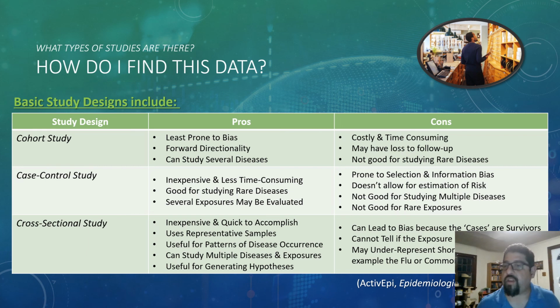With the cross-sectional study, there's going to be bias because you're looking at the survivors. You're not going to be able to necessarily tell what the exposure was, and you may underrepresent some illnesses like the flu or the common cold.